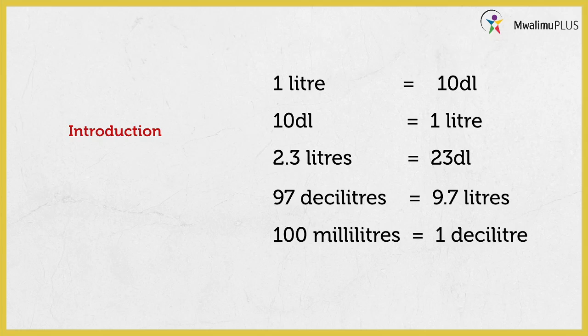Because I've used multiplication, the decimal point will move towards the right hand side and will no longer be there. So I will remain with 23, and that will be 23 dl.